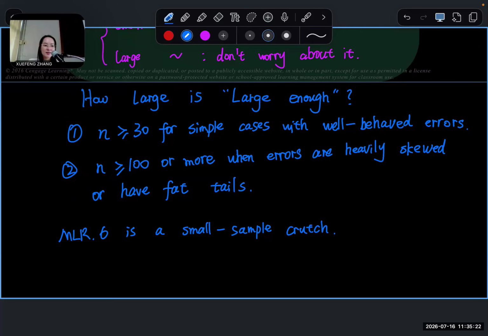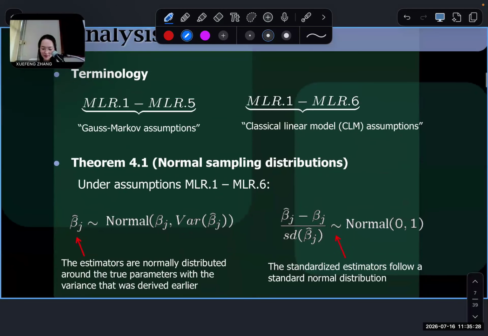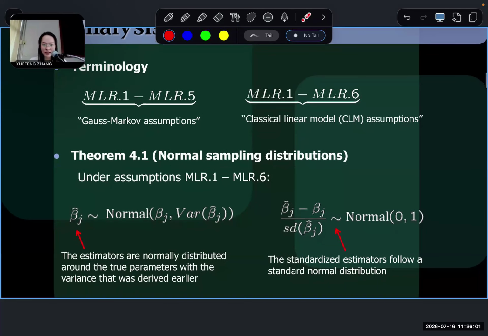One more assumption. Okay, let's move on. Let's recall the terminology, all right? From MLR1 through MLR5, together we call them Gauss-Markov assumptions, okay? Gauss-Markov assumptions. And if we add MLR6, which is normality, now you have the classical linear model assumptions, in short, CLM assumptions, okay?